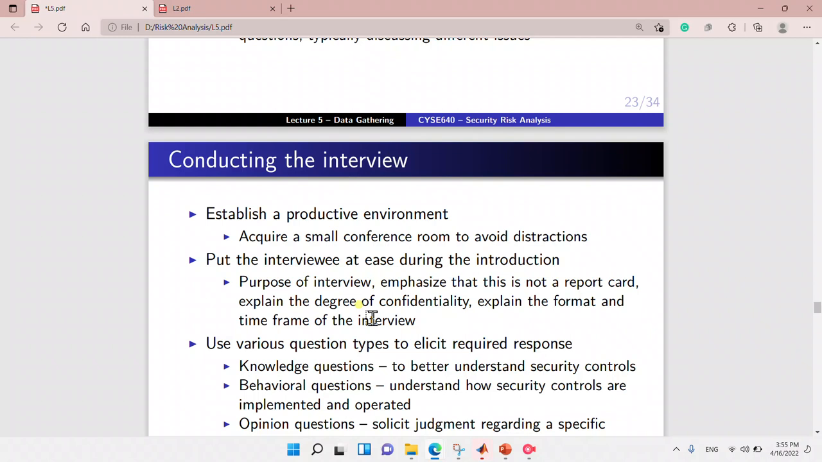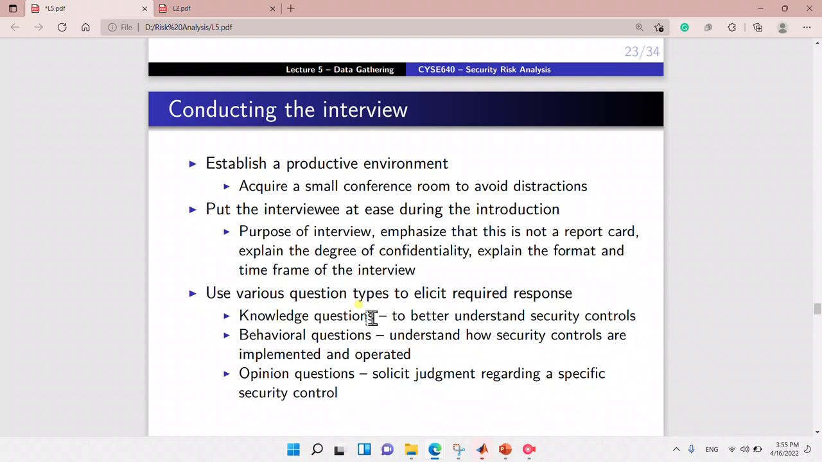Establish a procedure, sorry, conduct the interview. We have to establish a productive environment, acquire a small conference room to avoid distractions, and put the interviewee at ease during the introduction. The purpose of the interview is to emphasize that this is not a report card. Explain the degree of confidentiality. Okay, so put the interviewee at ease.